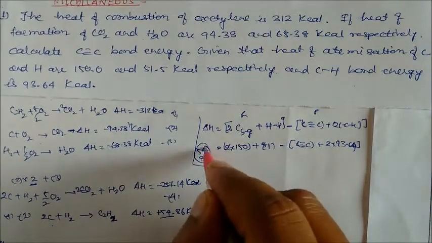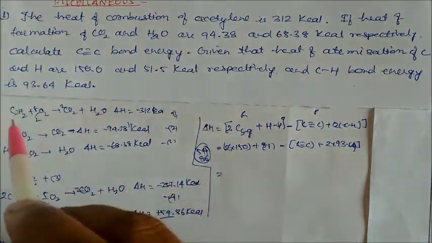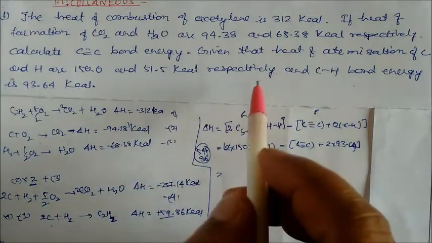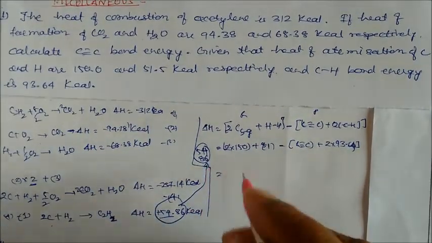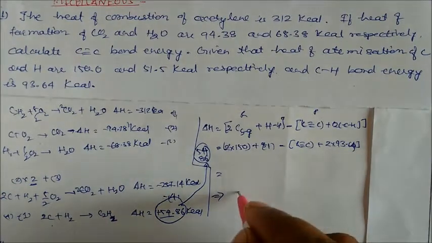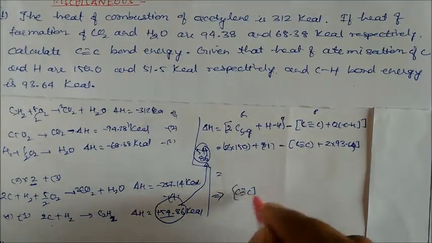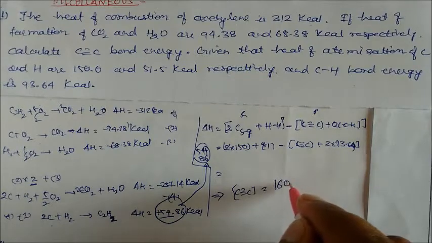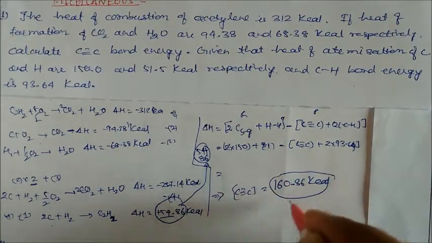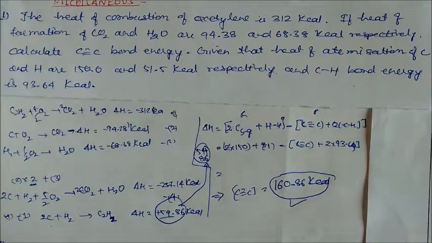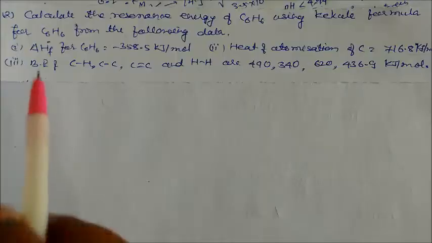And this is given here, 54.86, which comes from this side. So on solving, the carbon triple bond energy will be 160.86 kilocalorie. So I am giving the process of how to get the result. If you see the process very carefully, you will get the answer.